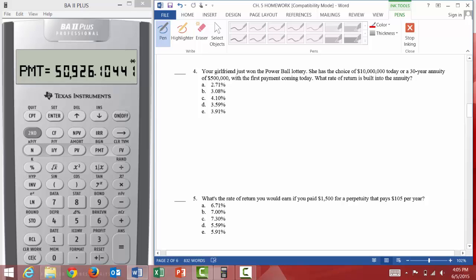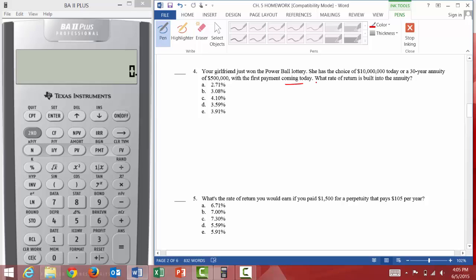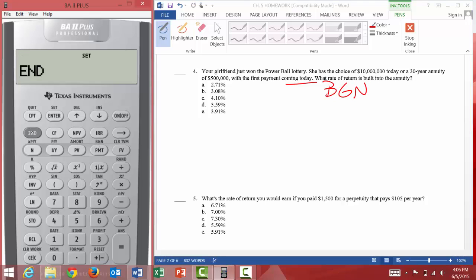Question 4. Okay, your girlfriend just won the Powerball lottery. She has the choice of $10 million today or a 30-year annuity of $500,000 with the first payment coming today. Okay, so it says with the first payment coming today, that means I need begin mode. So I'm going to go over here, second payment, second set, and clear.